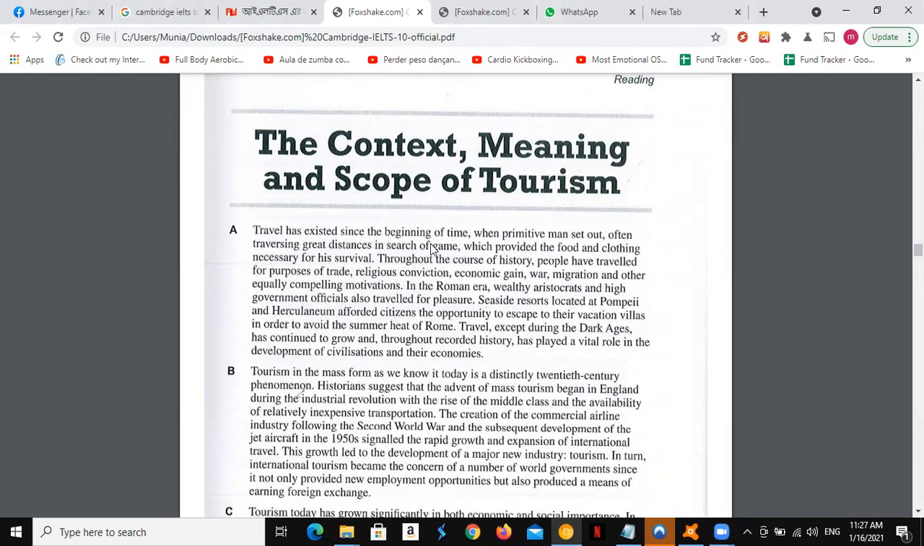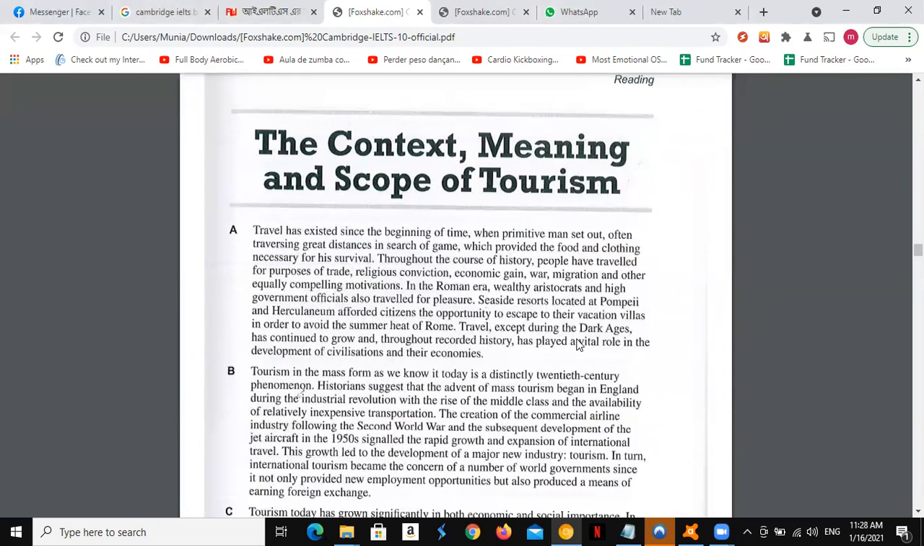Travel has existed since the beginning of time, when primitive men set out, often traversing great distances in search of game, which was the food and clothing necessary for survival. Throughout history, people have traveled for purposes of trade, religious conviction, economic gain, war, migration, and other equally compelling motivations. In the Roman era, wealthy aristocrats and high government officials also traveled for pleasure; seaside rituals occurred at Pompeii and Herculaneum. These are unnecessary details, you can just skip them. And travel, except during the Dark Ages, has continued to grow.